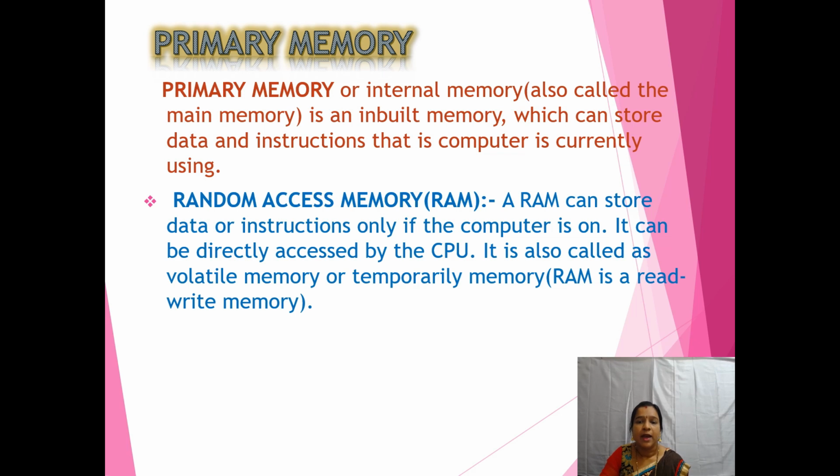We know that a RAM can store data or instructions only if the computer is on. So only when the computer is on can we store the information. When we save the file, it will go to the secondary memory. RAM can be directly accessed by the CPU. It is also called a volatile memory or a temporary memory. RAM is the read and write memory. Suppose we are entering data in our computer memory and there is some issue where the power is removed, then the data will be lost. So that is RAM, random access memory.